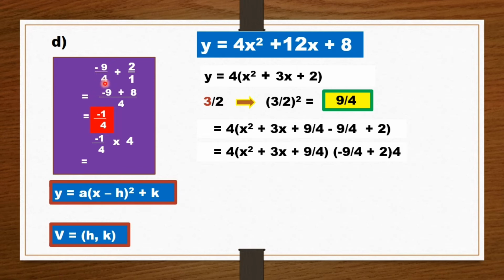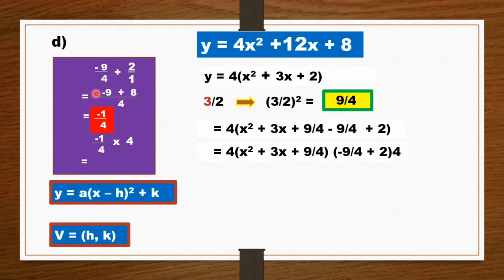So negative 9 over 4 plus 2. So 2 over 1 is also 2. This is the similar fraction. Make it similar fraction by the LCD of 4. So 4 divided by 4 is 1 times negative 9 is also negative 9. 4 divided by 1 equals 4 times 2 equals 8. So this is similar fraction.